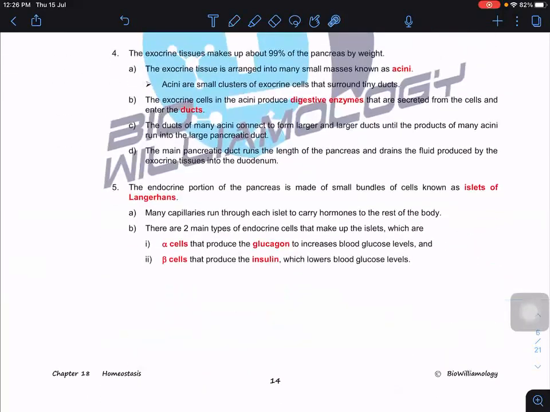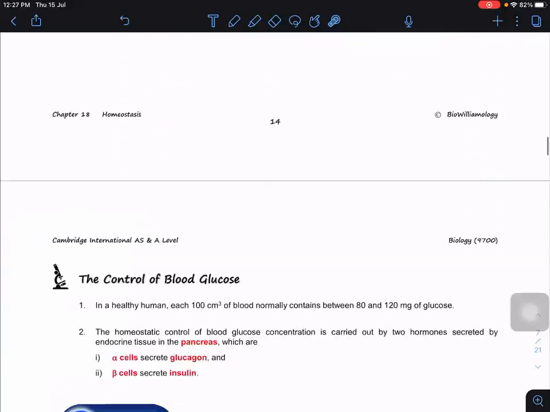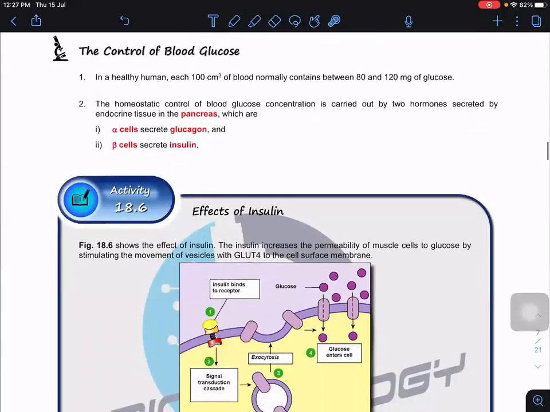Exocrine glands make up about 90 to 99% of the pancreas by weight. They form the acini. What they do is produce and secrete digestive enzymes to the gut. So that is the exocrine tissue. The endocrine part is the islets of Langerhans. We have alpha cells that secrete glucagon and beta cells that secrete insulin. Okay, with this, I stop the first part of the recording.